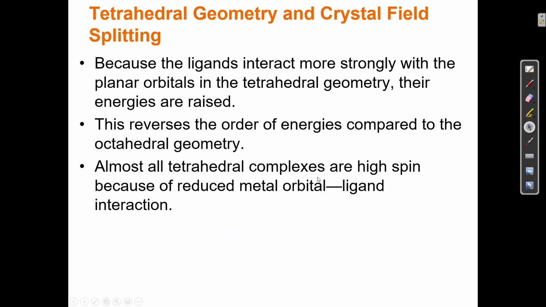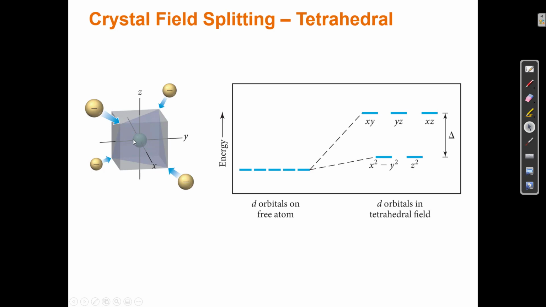Okay, so that was for octahedral complexes. So let's look at the situation for tetrahedral complexes. This is the same kind of idea here. We're looking at where the electrons are in a tetrahedral complex. And remember, in a tetrahedral complex, the electrons are kind of like this. One here. One's kind of like this. One's kind of like this. And one's kind of like this. Right? So it's this tetrahedron where these 4 lobes are 109.5 degrees apart.